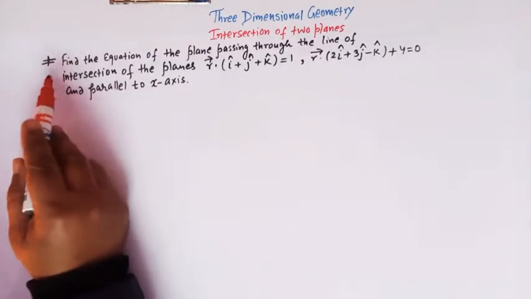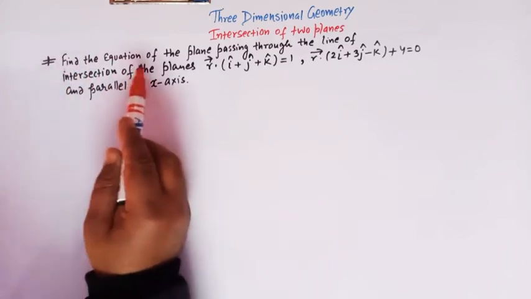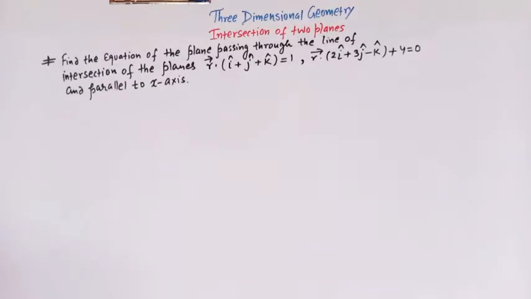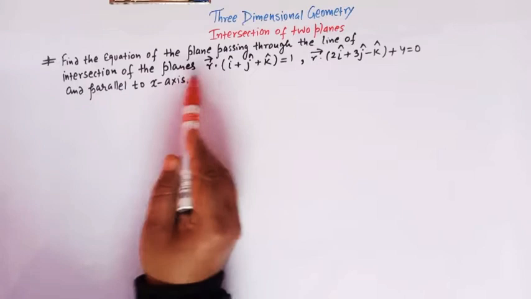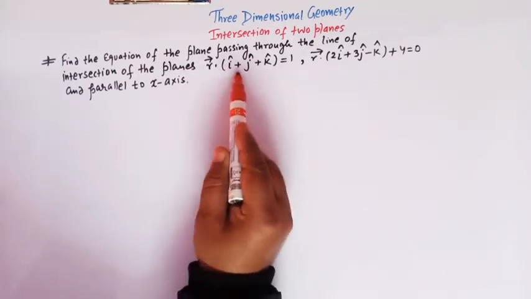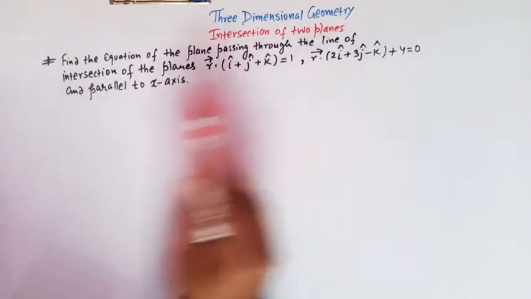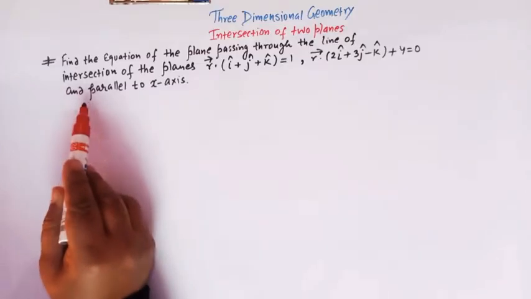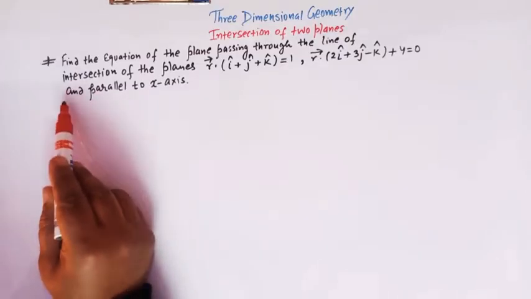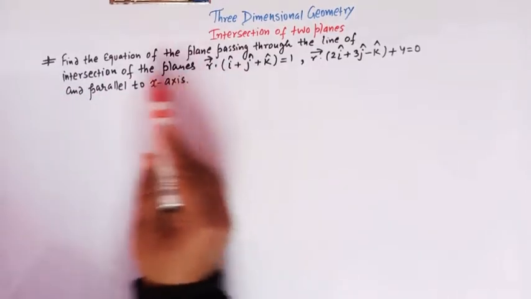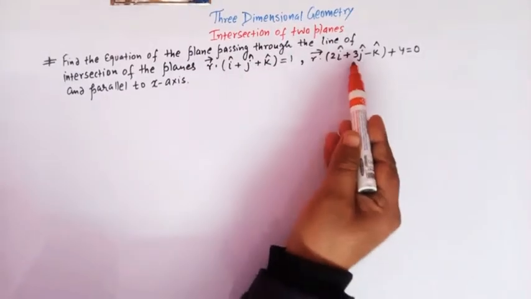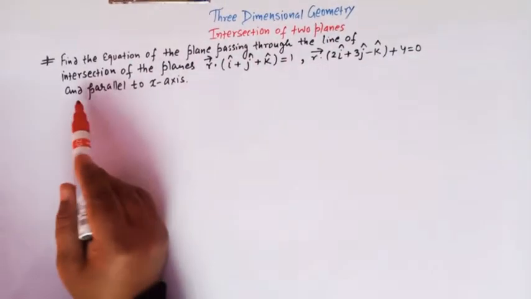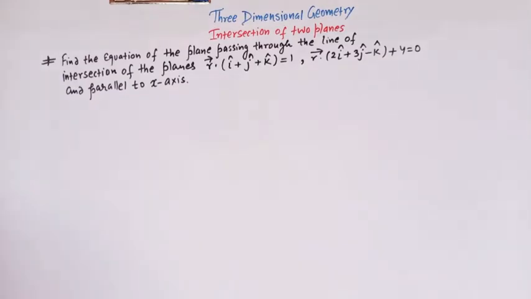So here the problem goes like this: find the equation of the plane passing through the line of intersection of the planes. This is the first plane, this is the second plane, and here one additional condition is given, that is the plane which passes through the intersection of these two planes is parallel to the x-axis.